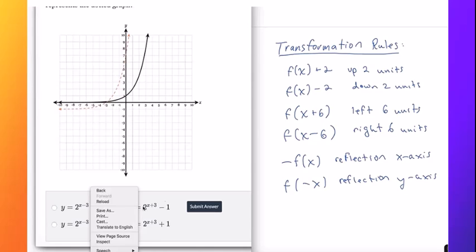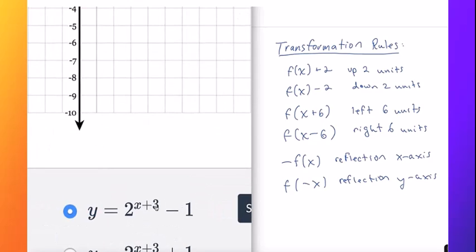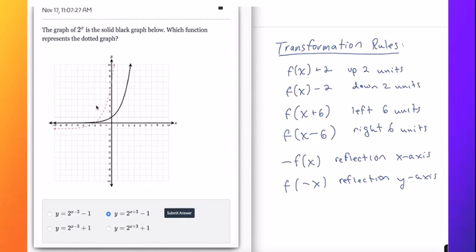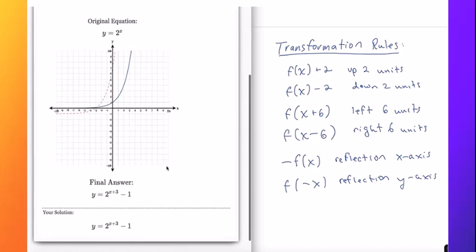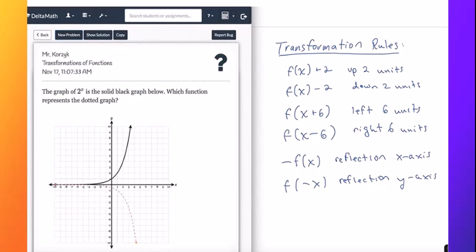So which of these do I want to choose? I actually want to choose this one because the +3 will make it go left, which is the direction it needs to go to match the orange graph. So first we'll do the left 3, and then we'll do the down 1, and then that will completely match the graph I was looking for.